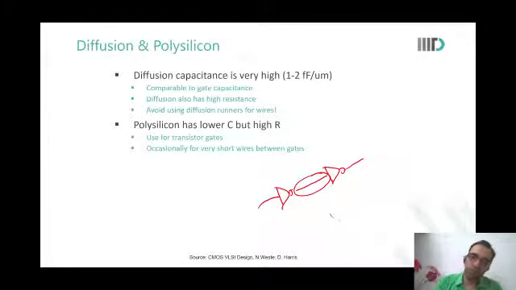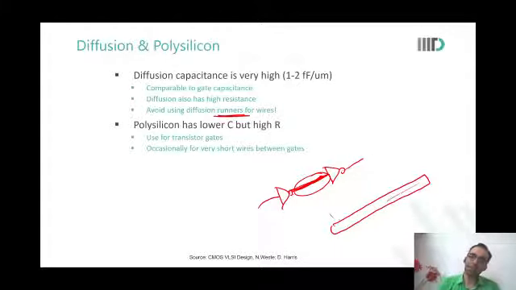So what is being said is don't use diffusion runners in place of wires. A diffusion runner is a diffusion layer, the active region, through which current will flow. We are fusing two diffusion layers together. Instead of connecting them as one diffusion layer, don't use diffusion layers to connect signals. That is the intent here.